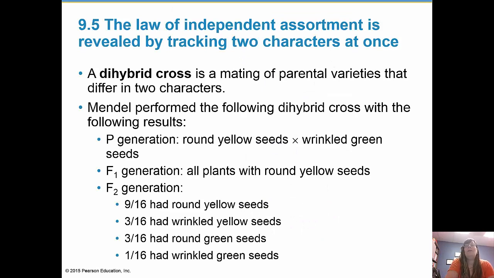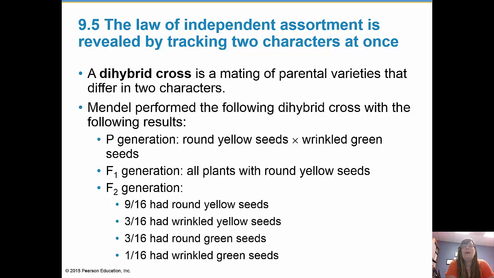A dihybrid cross is when you mate 2 different characters. So he looked at round seeds that were yellow and wrinkled that were green. Round and yellow are dominant, wrinkled and green are recessive. So all of the plants of the F1 generation had round yellow seeds. However, they were heterozygous for those because just like the dominant purple and the recessive white could only donate those specific alleles, it's the same thing here.